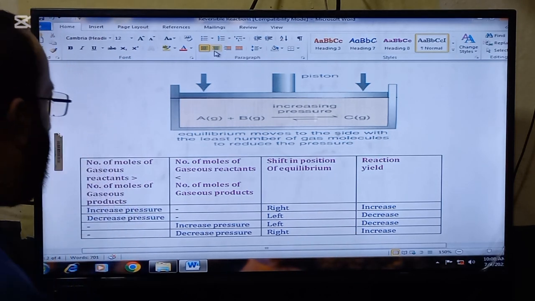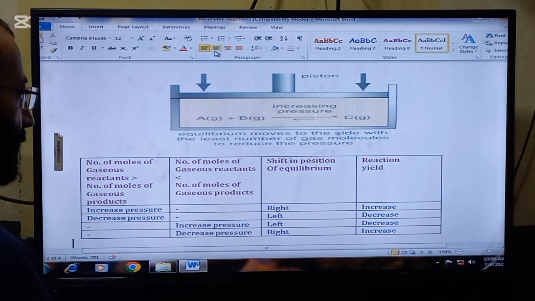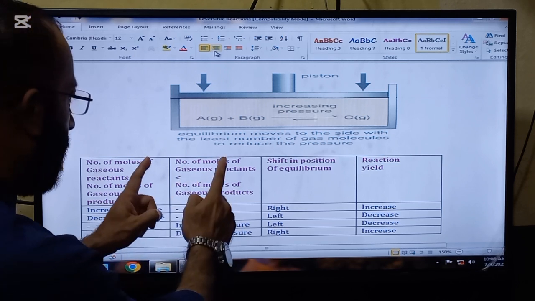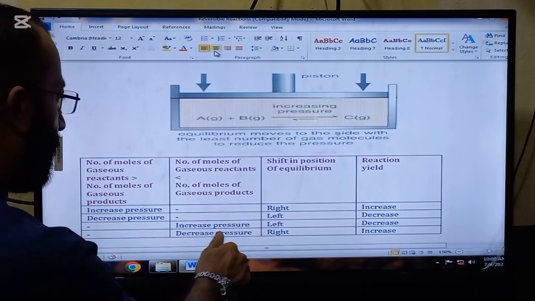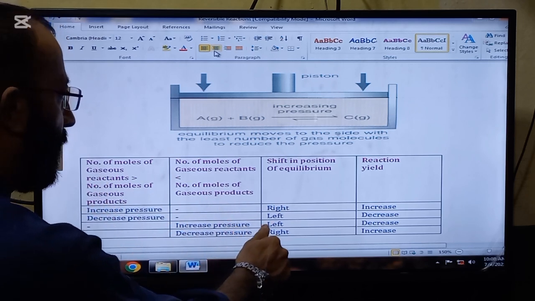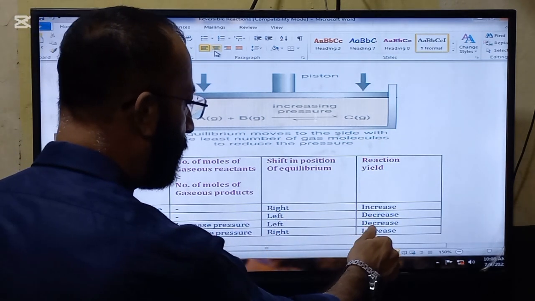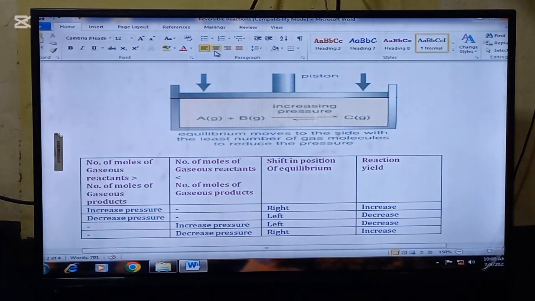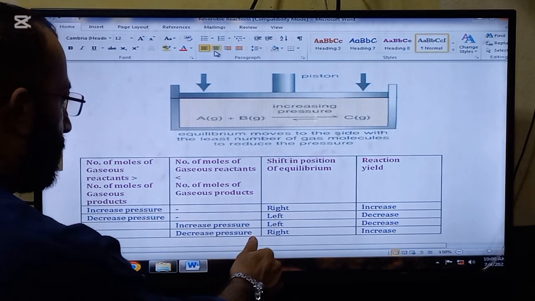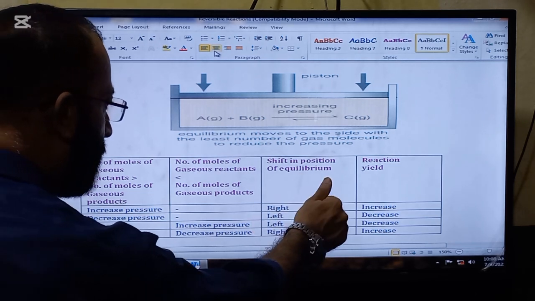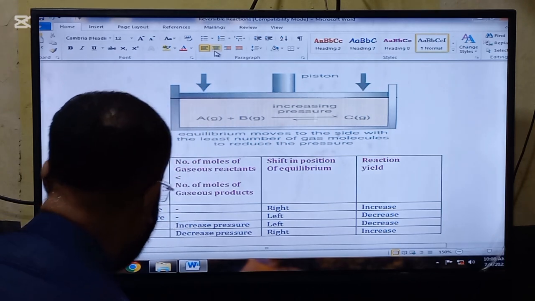Okay, if the number of the moles of the gaseous products is greater than the number of the moles of the reactants, so the moles of the reactants are already less. If you increase the pressure, the shift in the position of the equilibrium will be towards left, and reaction yield will be decreased. And if a decrease in the pressure is there, the shift in the position of the equilibrium will be towards right, and reaction yield will be increased.